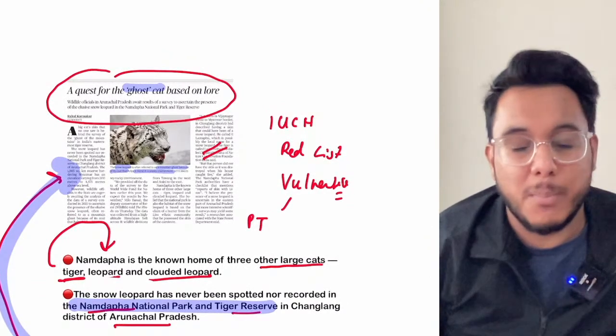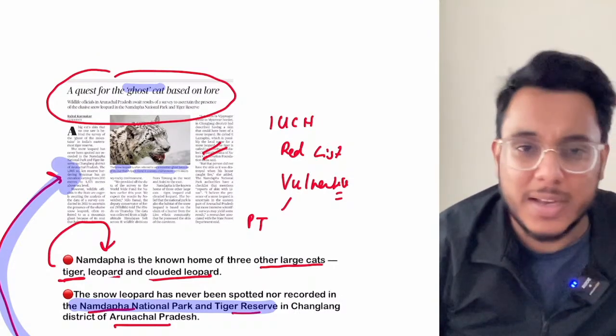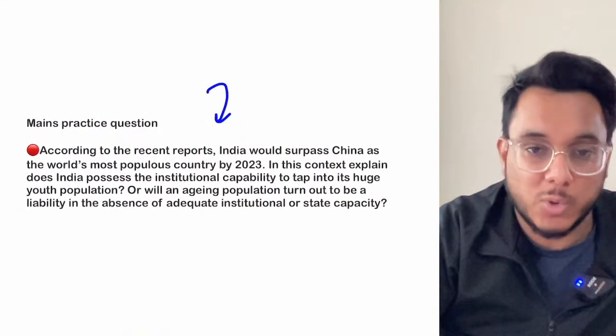So that is all guys about it. Beyond that, not even a single line you need to read. This is the entire thing. So this is the entire thing in this particular article. And now we'll move to the mains practice question for today.